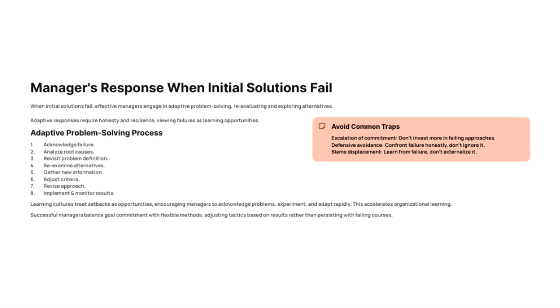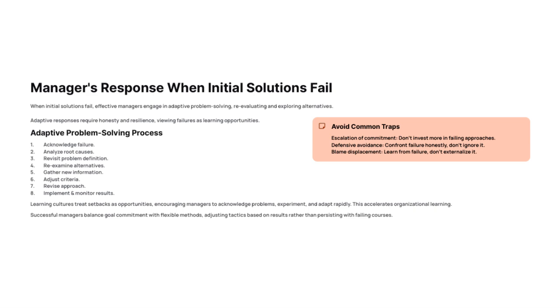To navigate setbacks effectively, we need to acknowledge failure openly, analyze the root causes thoroughly, and revisit how we define the problem. It's also important to re-examine our options, gather new information, and adjust our criteria for success. Revising our approach, based on these insights, allows us to implement new solutions confidently and monitor their results closely. This adaptive problem-solving process hinges on honesty and resilience.